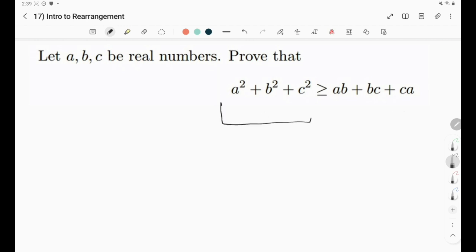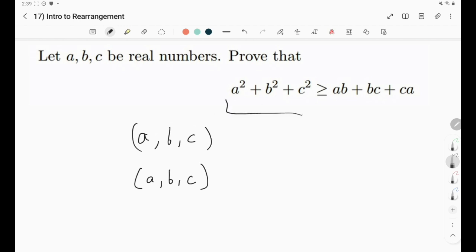Well, to apply rearrangement, you need to have two sequences. So what exactly are the two sequences here that are going to produce this and this for us? Clearly the easiest one that will come to your mind is this sequence and the same sequence again. At the end of the day, to get the LHS, you just take them like this, and you get the LHS. To get the RHS, you get ab, bc, and ca. Okay, so now it's time to apply rearrangement.